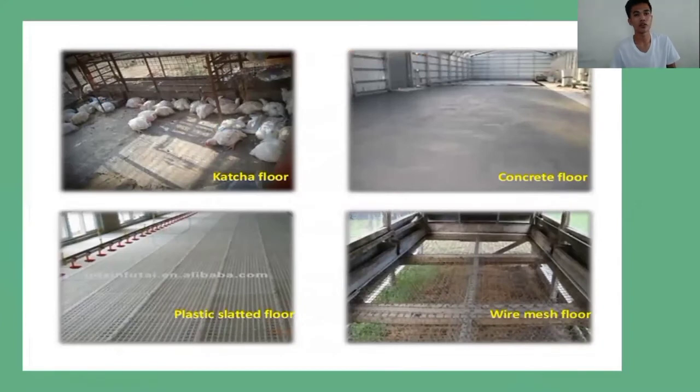Different types of floor. First is the kacha floor, or the natural floor, which has no litter. Second is the concrete floor. Third is the plastic slatted floor. And the fourth is the wire mesh floor.